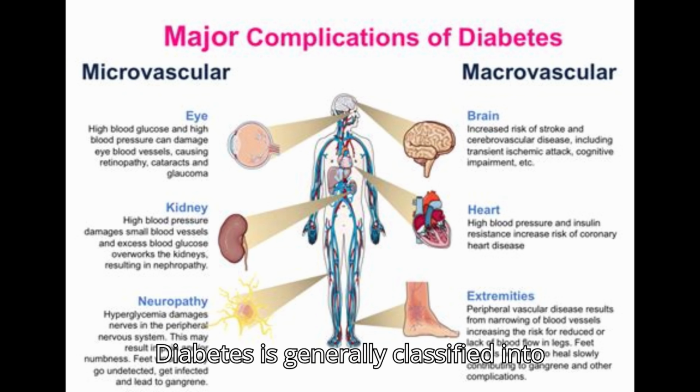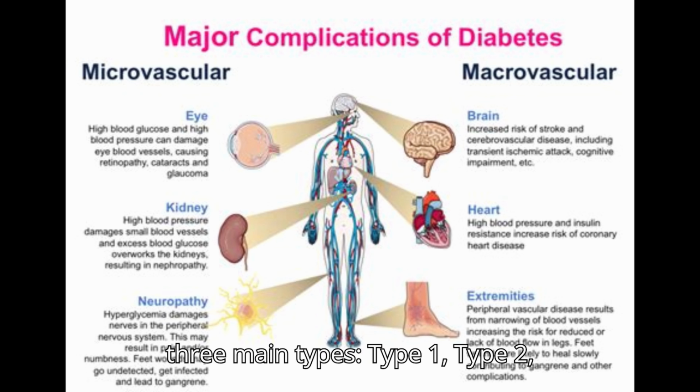Diabetes is generally classified into three main types: type 1, type 2, and gestational diabetes. Each type has distinct causes and mechanisms but shares the common issue of impaired glucose regulation. Type 1 diabetes. This is an autoimmune disorder in which the immune system mistakenly attacks the insulin-producing beta cells in the pancreas. Typically diagnosed in children or adolescents, those with type 1 diabetes require lifelong insulin therapy to manage their condition.